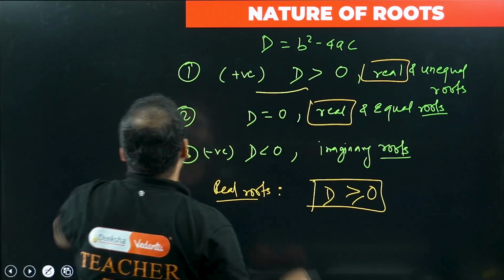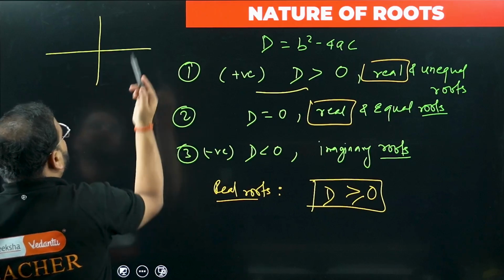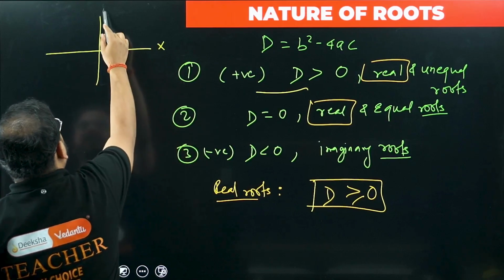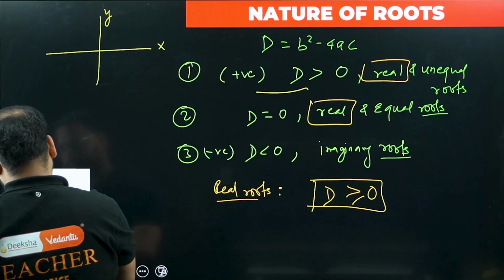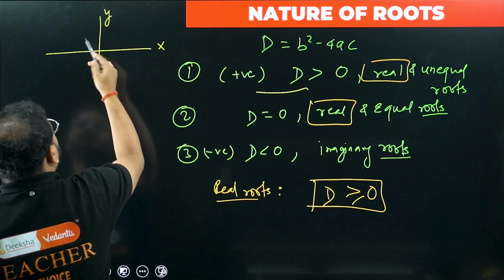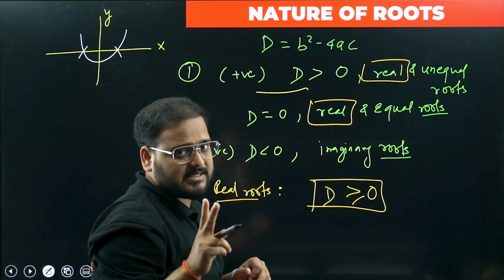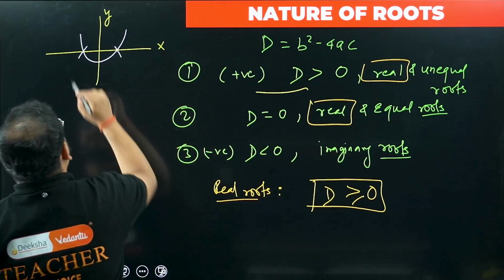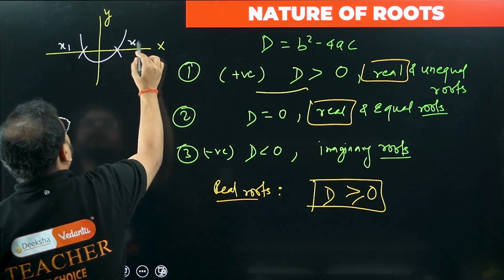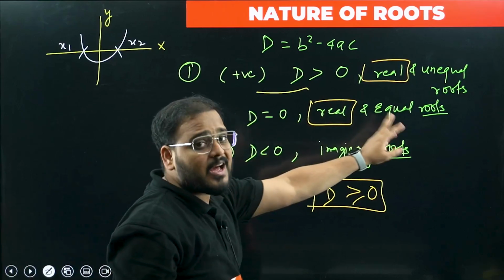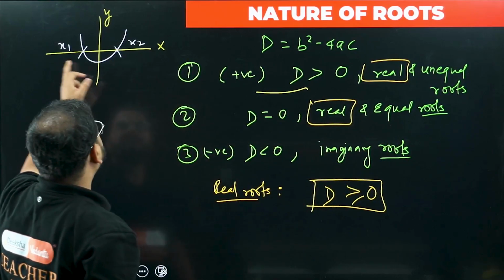For this case, it'll be this. Please check. You'll have a graph with x-axis and y-axis, and the curve will look like this, at some place, it can be any place. So you will have two intersections with the x-axis, x1 over here and x2 over here. That's why real and unequal roots. Check here, x1 is different from x2.